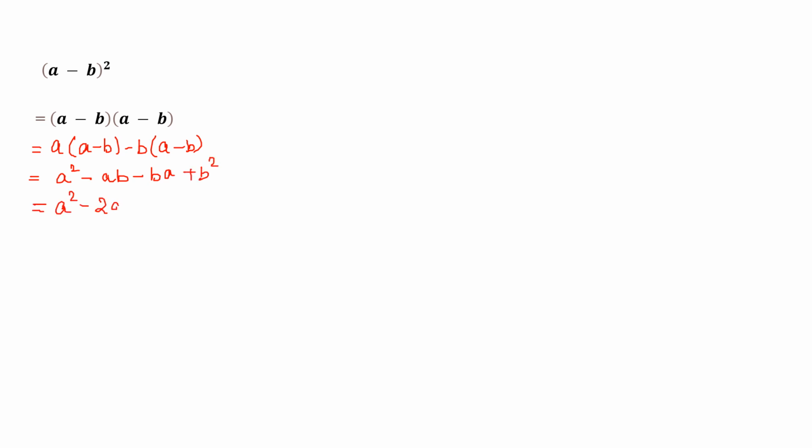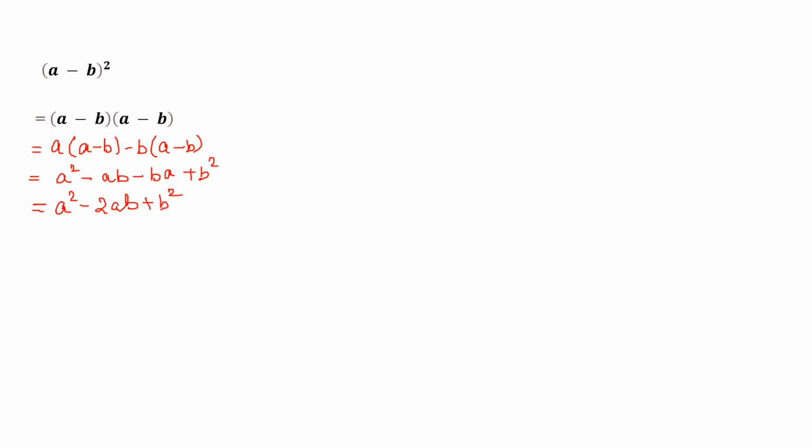Now this is the second identity, (a − b) whole square. So this I can write as (a − b) into (a − b). So let's multiply it. So it will be a times (a − b), then minus b times (a − b). Now let's multiply. So a into a is a², minus ab, then minus ba plus b². So from here I will get a² − 2ab + b².